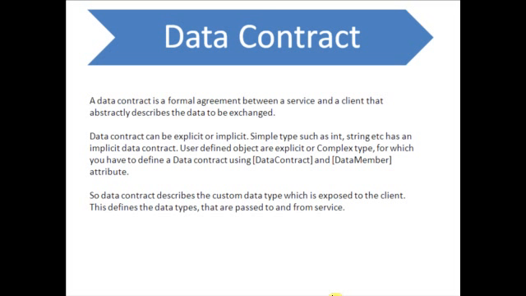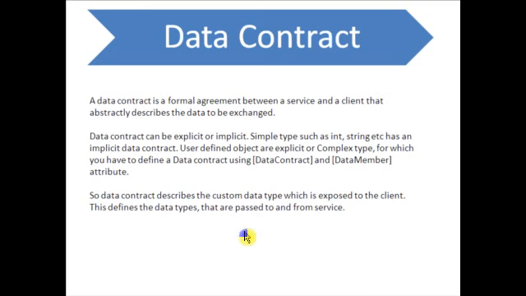So for such complex types, you have to define the data contract if you want to pass this information to the client. Okay, and the data contract is defined using the DataContract and DataMember attributes. So the data contract describes the custom data type which is exposed to the client. Okay, this defines the data types that are passed to and from a service.